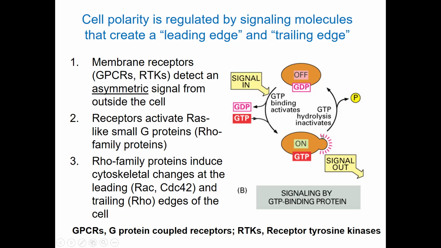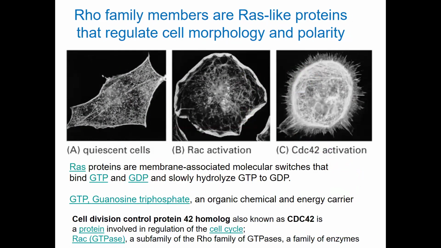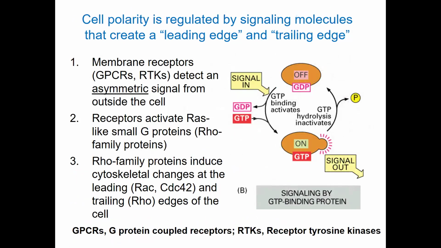Here you can see some dot-like marks. That means adhesive materials are released so that it adheres to the substrate and pulls the backside toward this place for movement. Sir, one thing is, what do we mean by asymmetric signal?